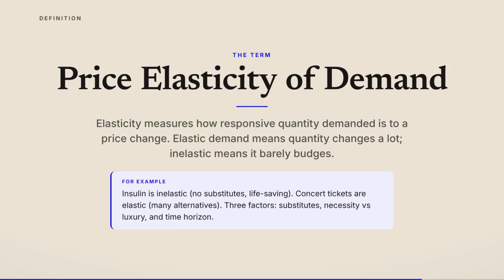But over a few years, you might buy a more fuel-efficient car or move closer to your job. That's elasticity changing over time. Understanding elasticity helps businesses set prices and helps governments predict the effects of taxes.